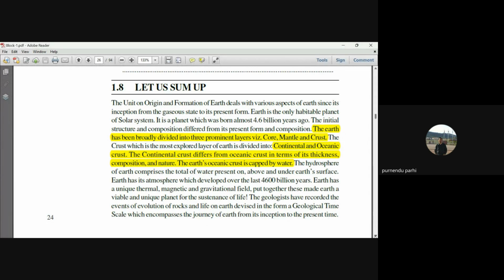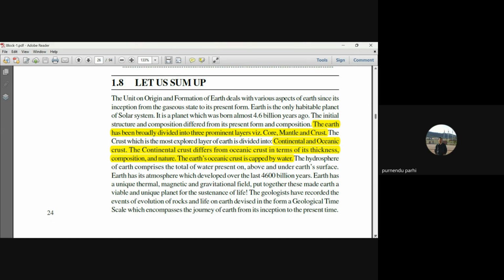The geologists have recorded the events of evolution of rock and life on Earth, devised in the form of the geological time scale, which encompasses the journey of the Earth from the inception to the present time.